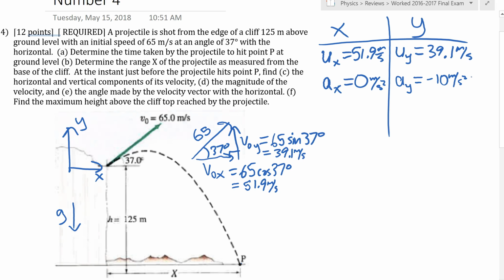What else do we know? We know the displacement. Well, we don't know what the displacement in the x is going to end up being because we don't know where it lands yet. So that's a question mark. But we know the displacement in the y direction. If it starts at the top of the cliff and it ends on the ground, that displacement will be negative 125 meters.